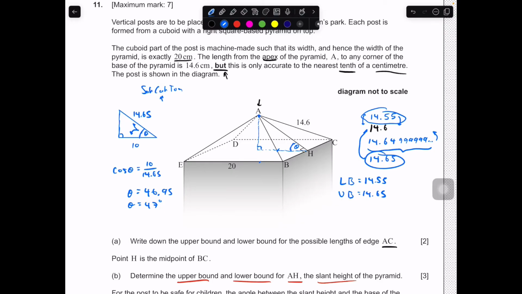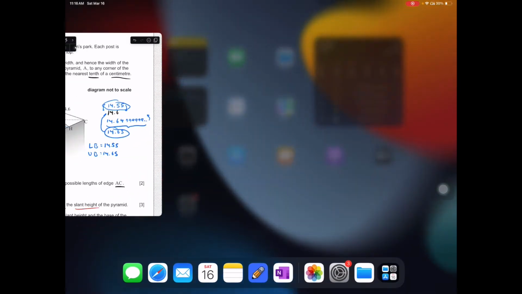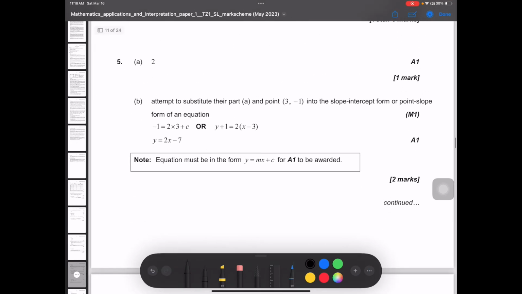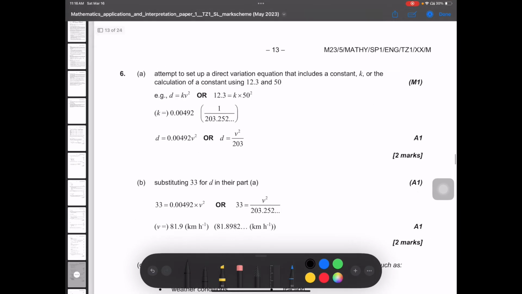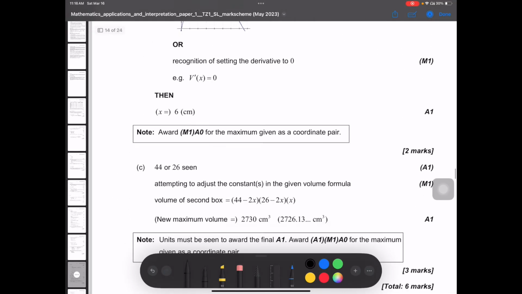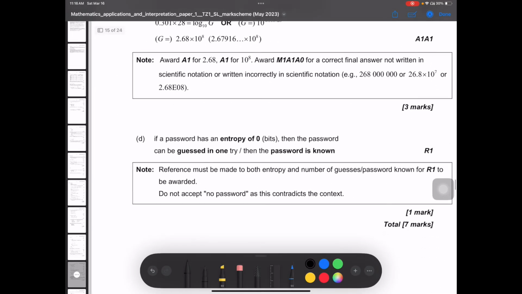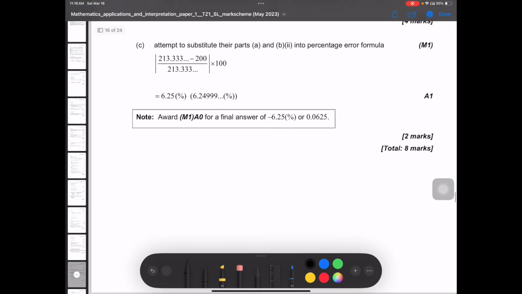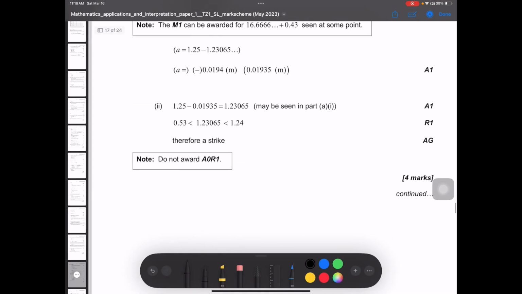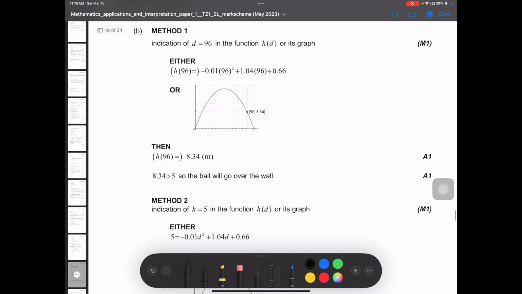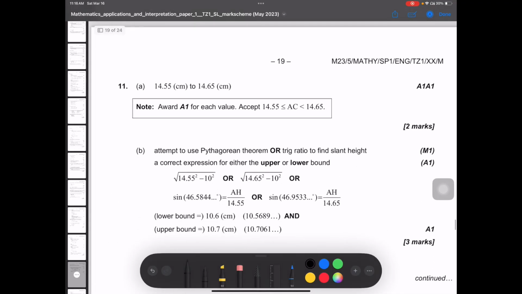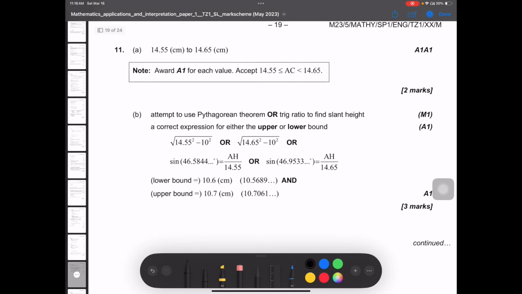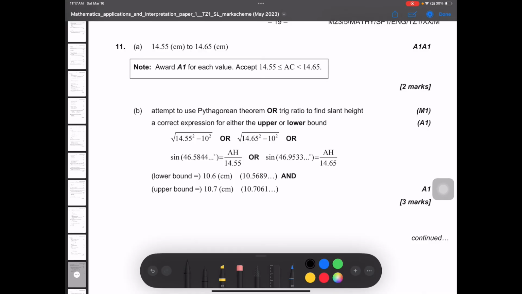Okay, let me look, just one sec. Let's look at the mark scheme. Go all the way down. This is question 8 or so. Okay, almost there, my apologies. Here we go. No, this is not quite it yet. Okay. So both of these are around 46.9 degrees.